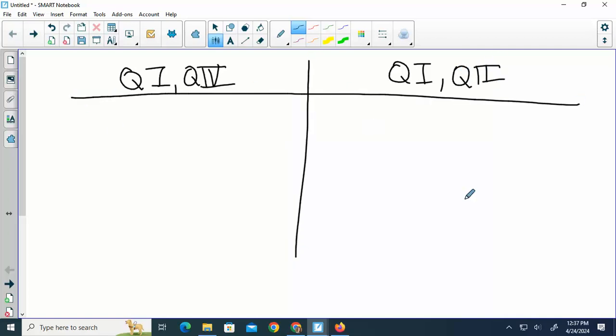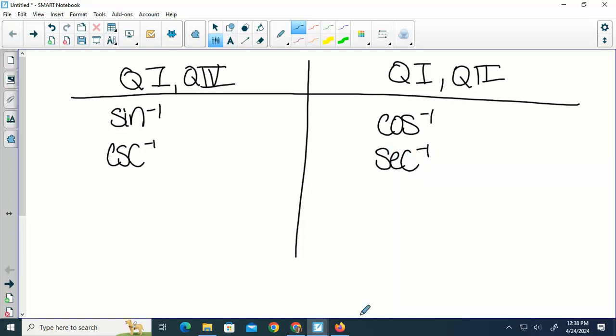All right, so if you take a function, so sine. Sine is positive in 1 and 2, correct? So if I'm looking for a positive and a negative quadrant, it has to be 1 and 4. And we know its reciprocal does the same thing. Cosine is positive in 1. When is it negative? 2. So cosine inverse and its reciprocal, secant inverse, are in 1 and 2.